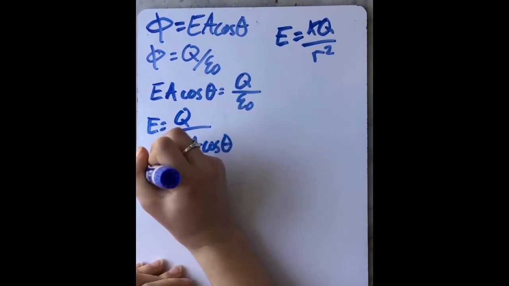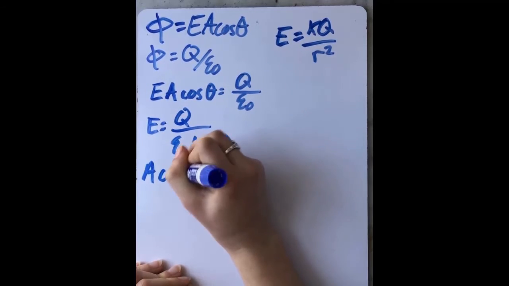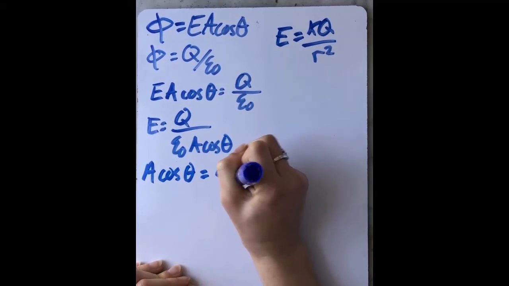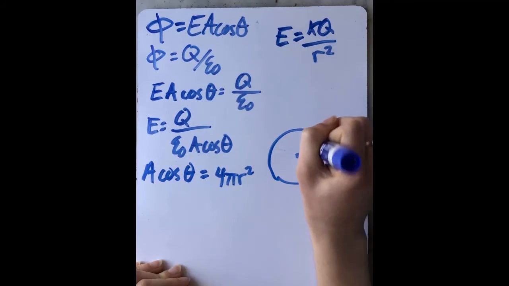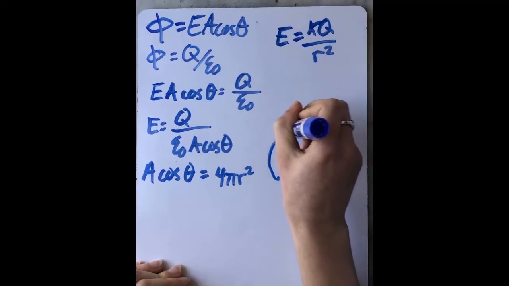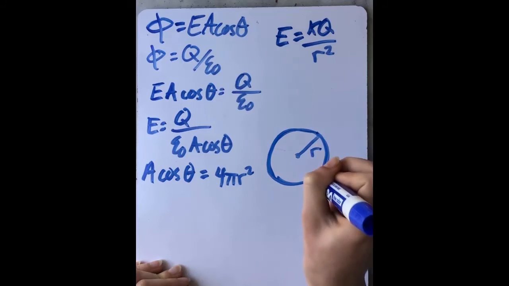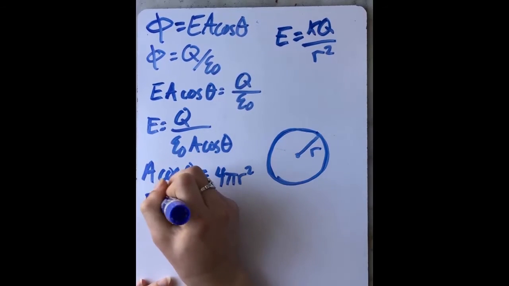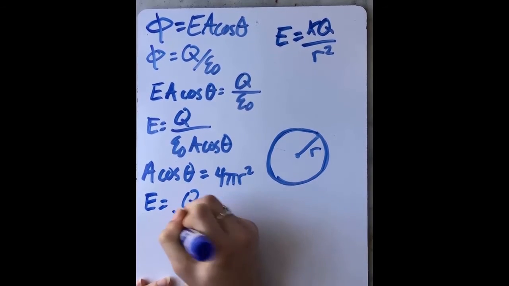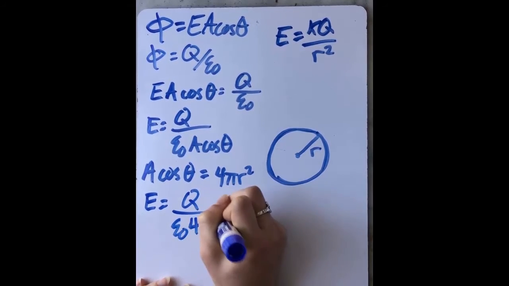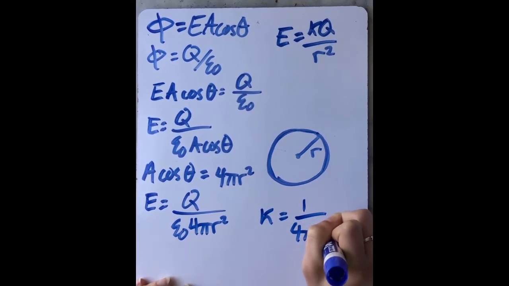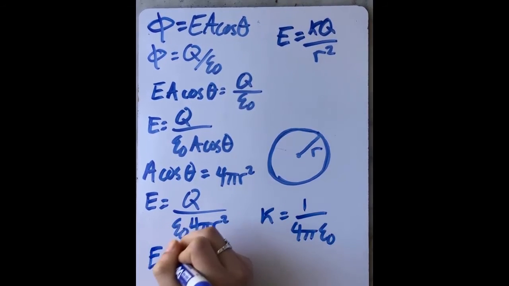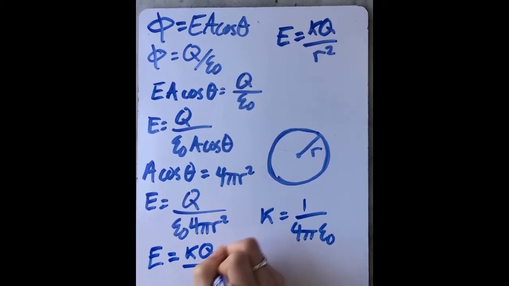And here comes the tricky part. We can determine that A cosine theta is equal to 4 pi r squared, because the portion of the area that is perpendicular to the radius is just the surface area of the sphere around the point charge. So substitute that in. E equals Q over epsilon naught, 4 pi r squared. And since Coulomb's constant k equals 1 over 4 pi epsilon naught, we can substitute in k and get E equals kQ over r squared, the equation for electric field.